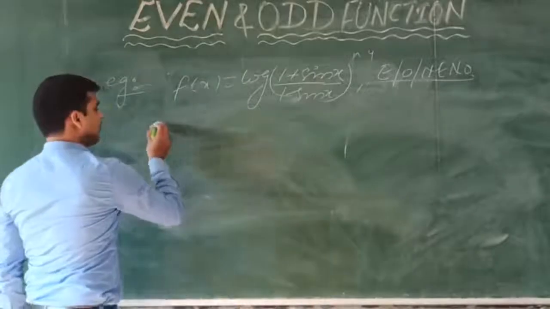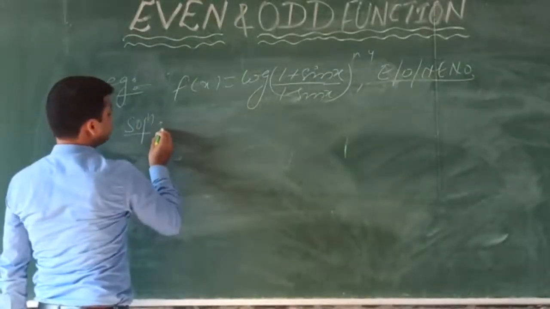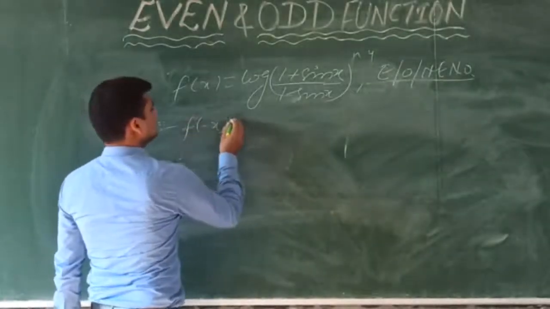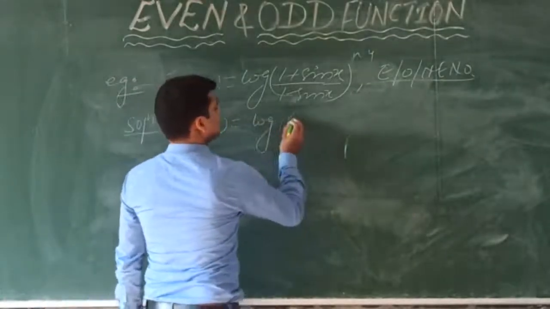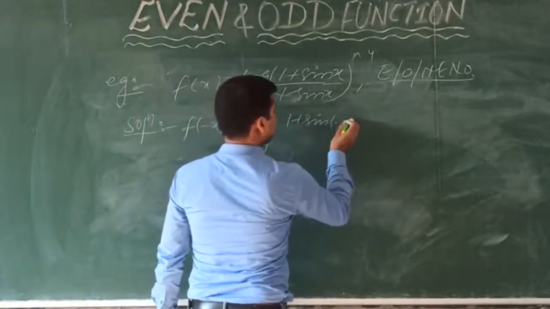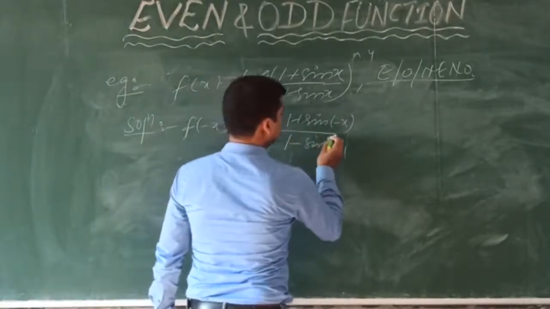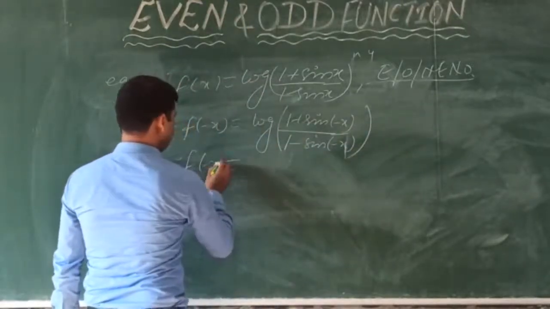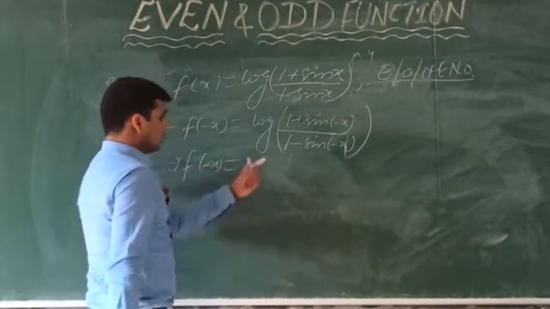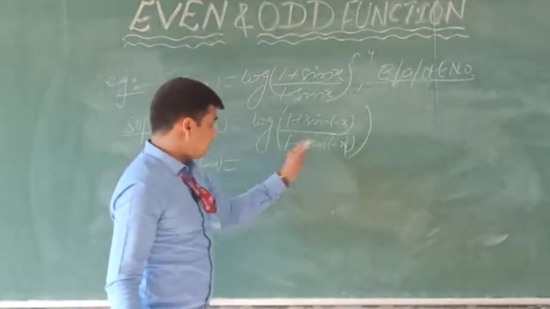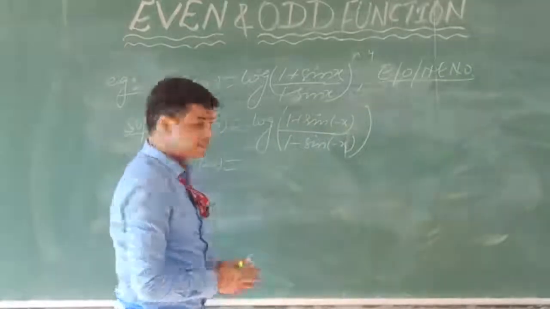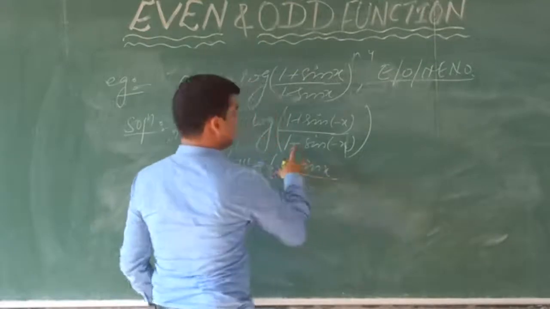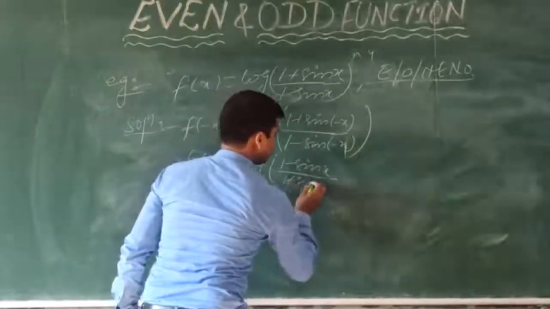So see this, it's very simple. What is the process? We know that instead of x we'll put minus x. So instead of x, minus x, we will get here log of (1 plus sine of minus x) over (1 minus sine of minus x). We know that sine of minus theta is minus sine theta, so we can write here (1 minus sin x) divided by, minus minus plus, (1 plus sin x).